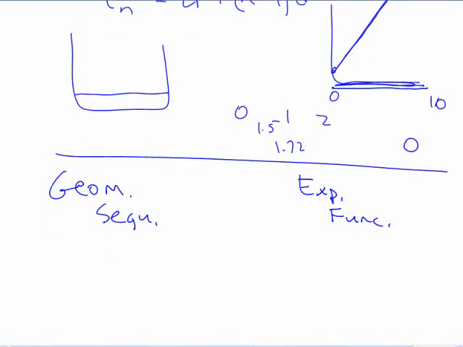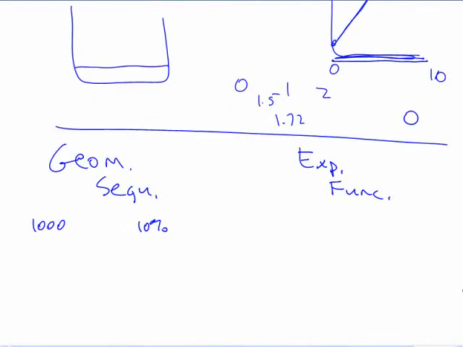You could talk about $1,000, and someone is going to give you 10% more every year. Now, we actually modeled that kind of problem with exponential functions, but it's probably better modeled with geometric sequences, because in your bank account, you have an amount of money after 1 year, and after 2 years, and after 3 years. It doesn't grow like this.